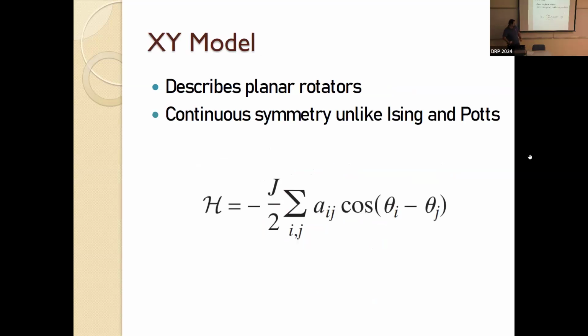And the other model is the so-called XY model, which describes planar rotators, which describe continuous configurations for our vertices. So it brings us a continuous symmetry, unlike the Ising model and Potts model.